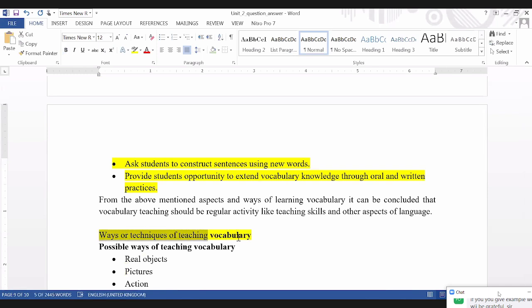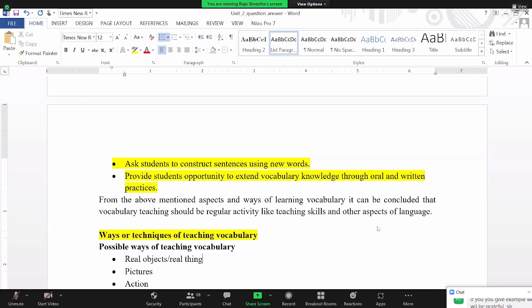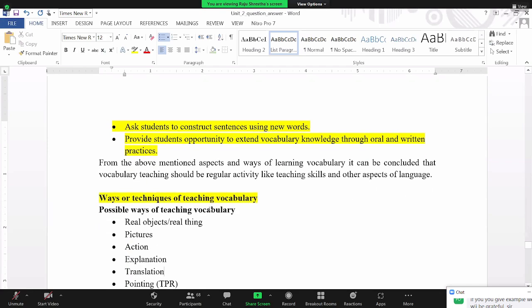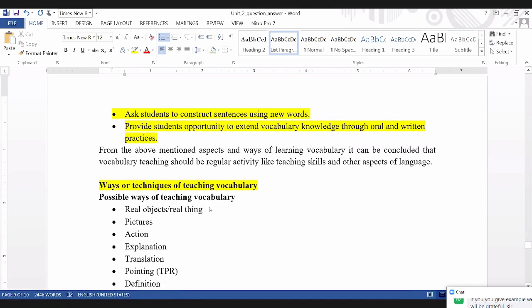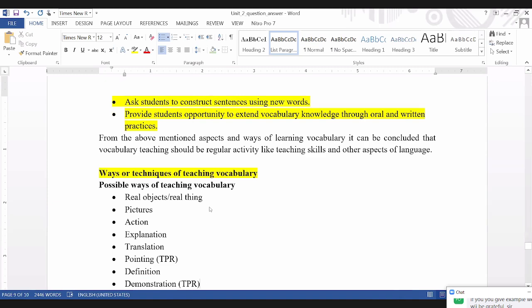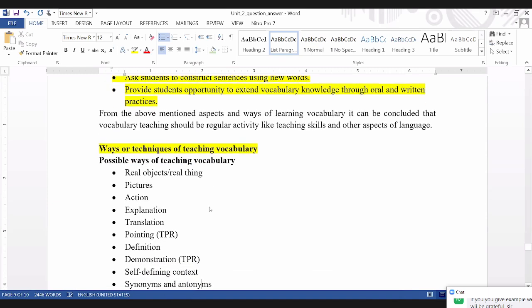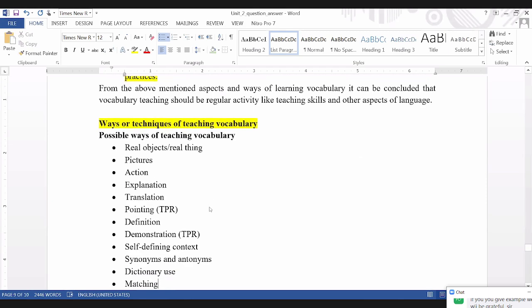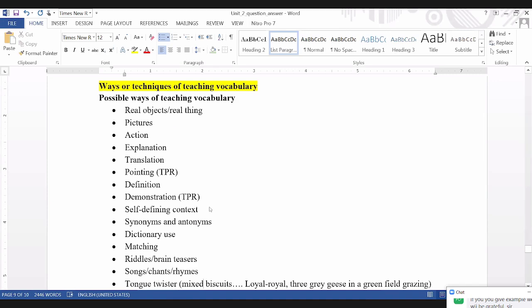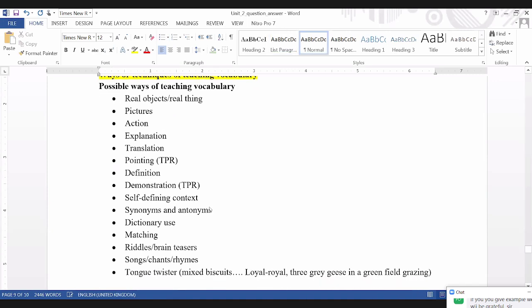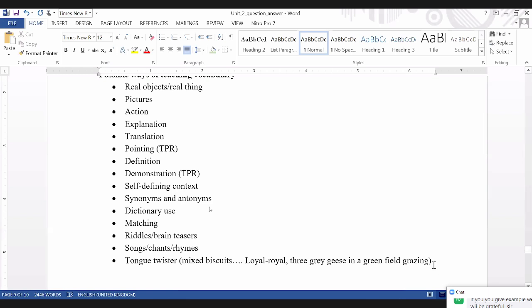How question is asked, real objects or real things. Real things we use, pictures we use, like just you got a picture book. Action we can use, explanation, translation, pointing, like in the clear method, definition, demonstration, self-defining context, synonyms, antonyms, dictionary use, matching, riddles, or this is also called brain teasers, tongue twisters. Last time we discussed like this. Okay, यति कुराहरू सबै गऱ्यौँ हैन.